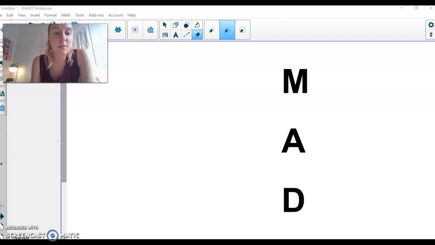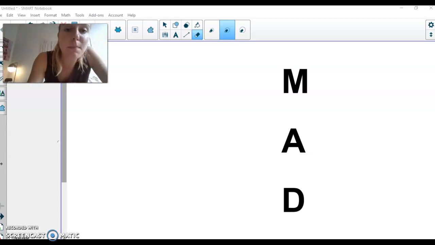Hi everyone, today we're going to be learning how to convert a mixed number into an improper fraction. We will need to know how to use this skill when we are multiplying, adding, subtracting, and dividing with fractions.